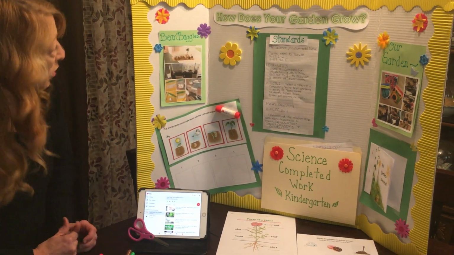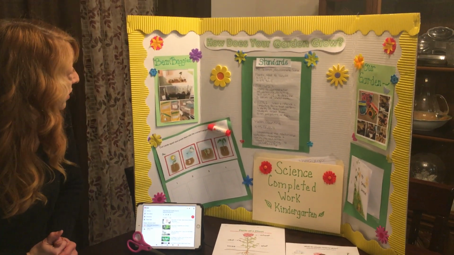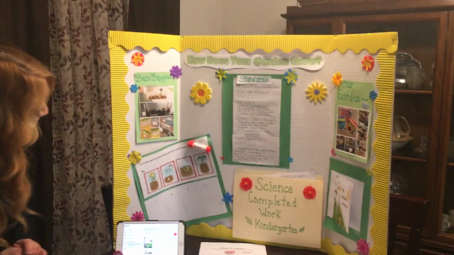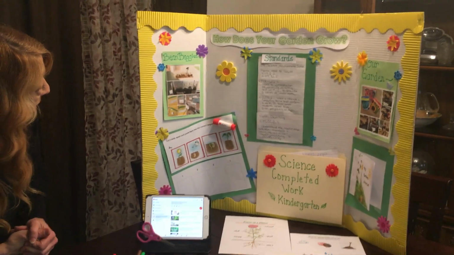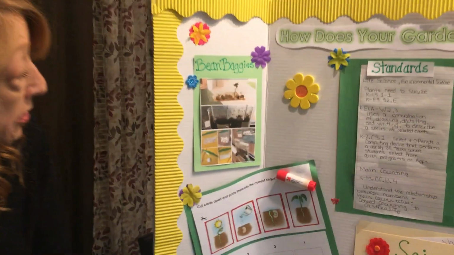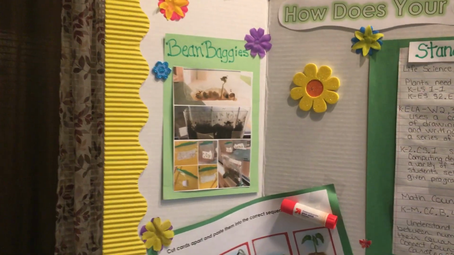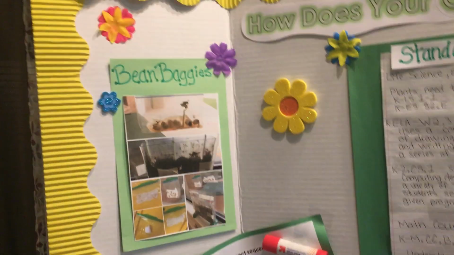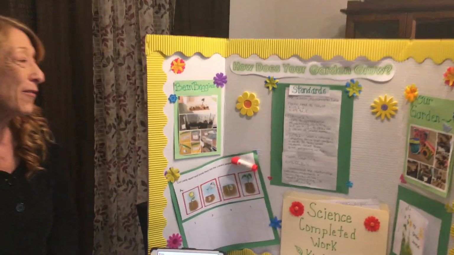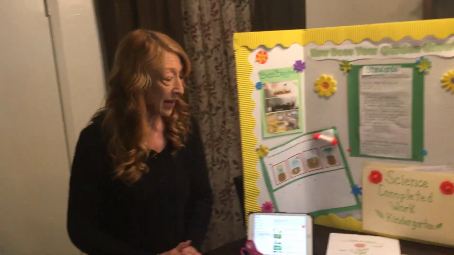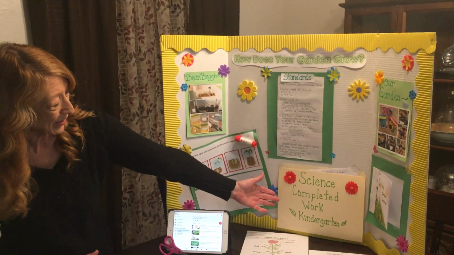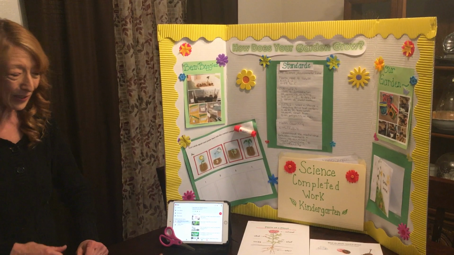One other activity that we've done for our center is we created bean baggies. The children were given plastic baggies and cotton and beans, and they were able to put their beans into their baggies so that they could watch those baggies sprout. At the conclusion of being in our center, you will take whatever activities you've completed and you will add them to the completed science work folder.